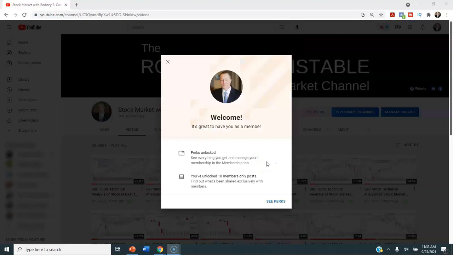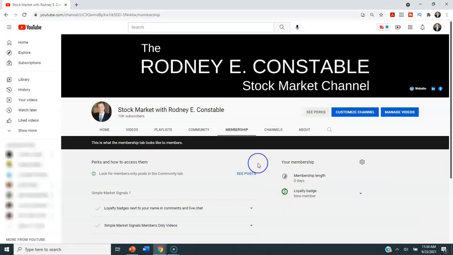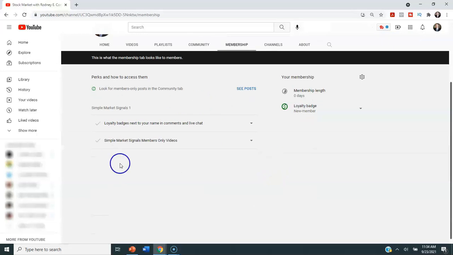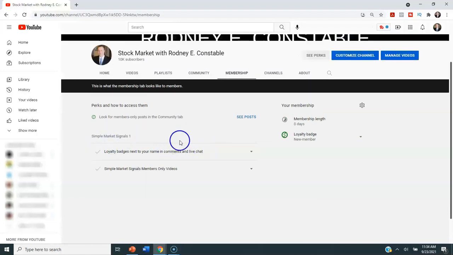Once you hit that buy button, which is in the lower right-hand corner of that previous box, you will get this pop-up: Welcome. It's great to have you as a member. Then you can click on See Perks. Once you fill all that out and your membership is established, you will have access to the membership area where you will be able to see the perks.